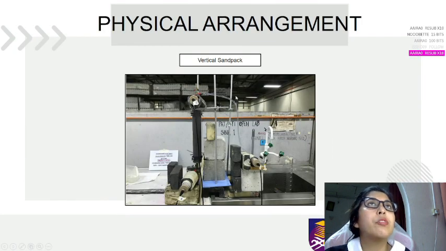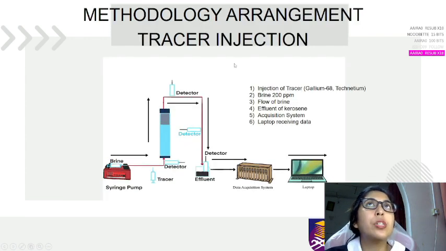So this is the vertical SANDPACK physical arrangement. This is how the tracer injection is arranged. First, we inject the tracers, gallium 68 and technetium.